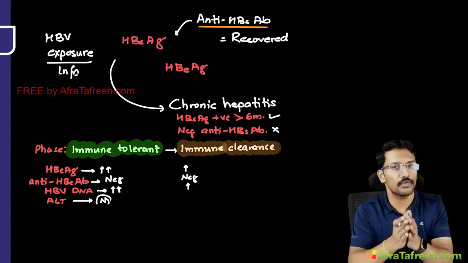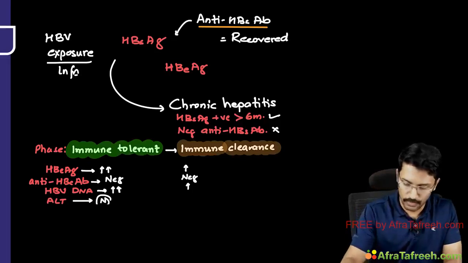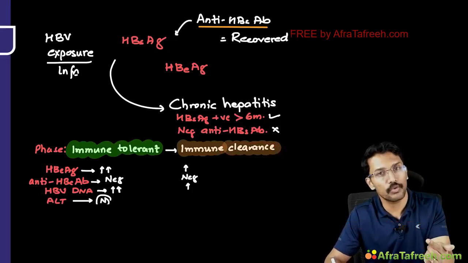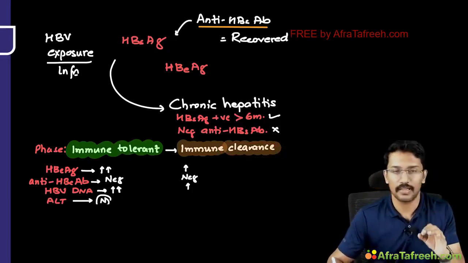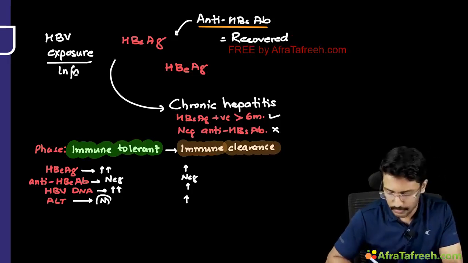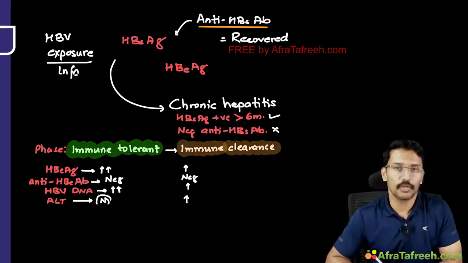Right, I have already told you the hepatocyte injury is because of the host immune response. And now we are talking about immune clearance phase. So host has started mounting an immune response. So what will happen now to the ALT, right? ALT will start rising. So ALT will be elevated in these patients, right? It will be more than the upper limit of normal. That is our immune clearance phase.